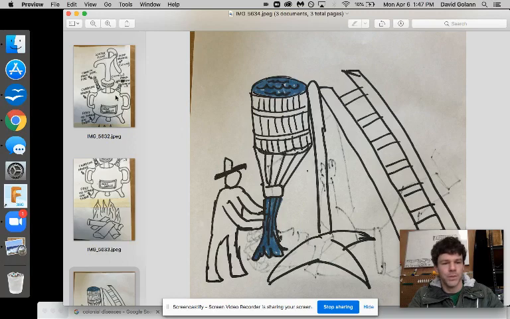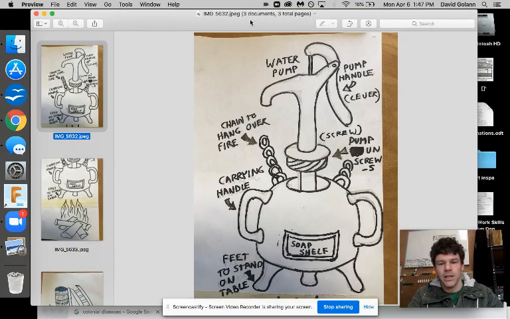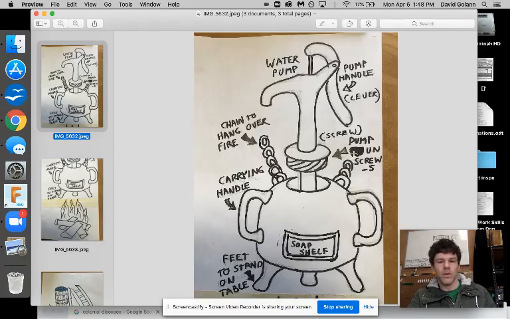I went through several drawings, and this is what I came up with, which is a pot that can be put over a fire so that we can boil the water. And when you boil the water, you're certain you're killing all the germs. I can screw in a pump to the top of my pot and use a hand water pump of the kind that they had in colonial cities to dispense water for hand washing.